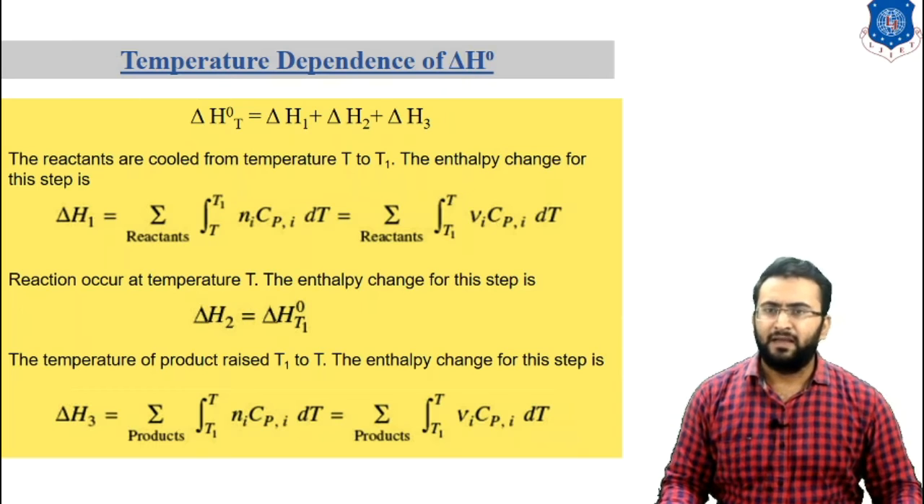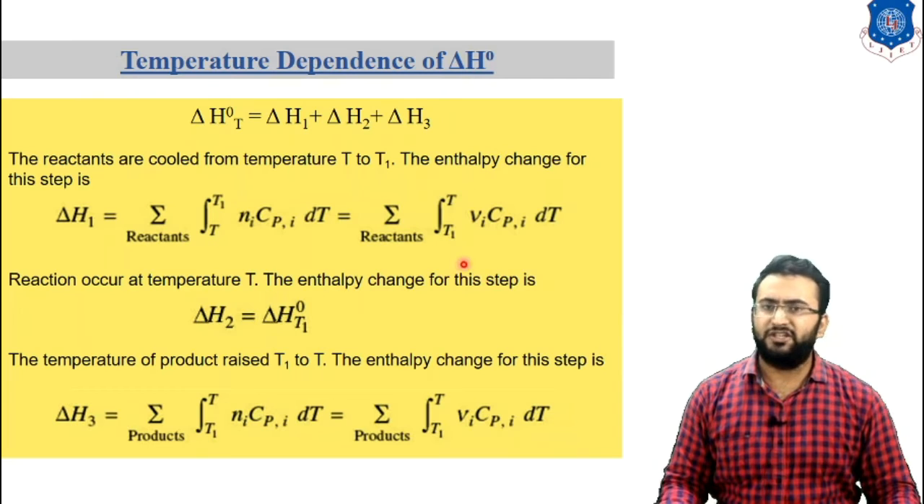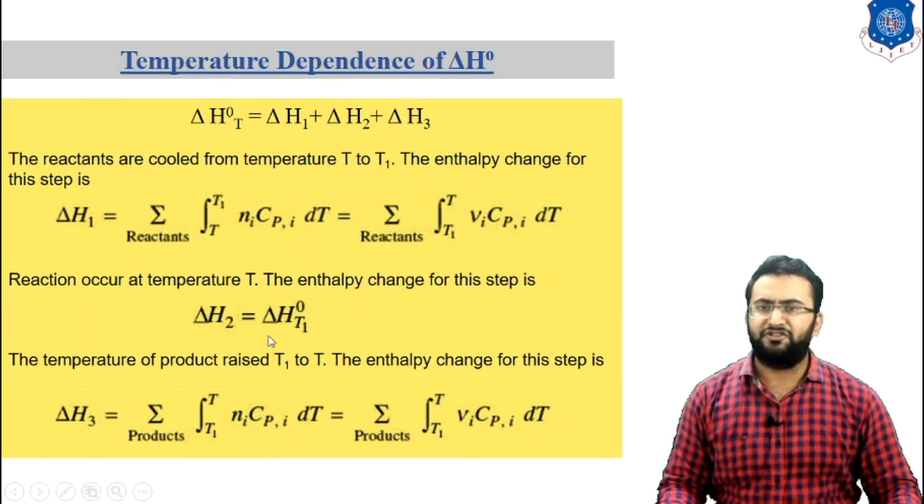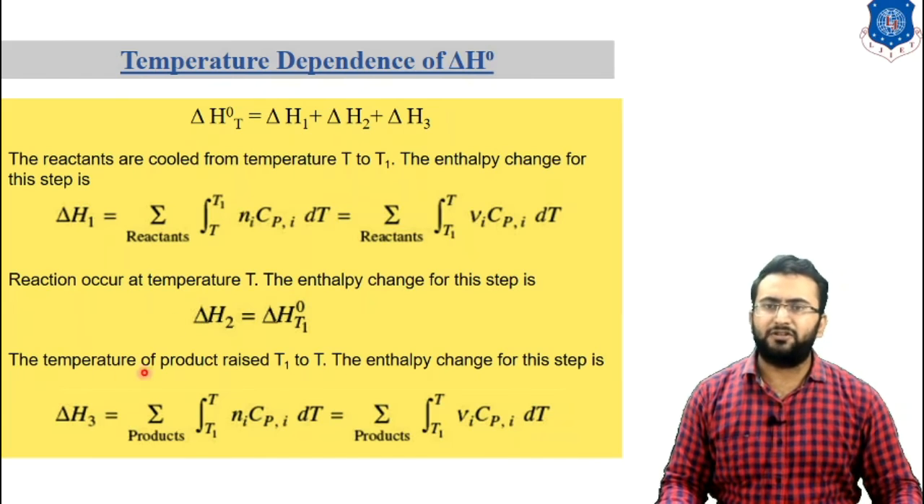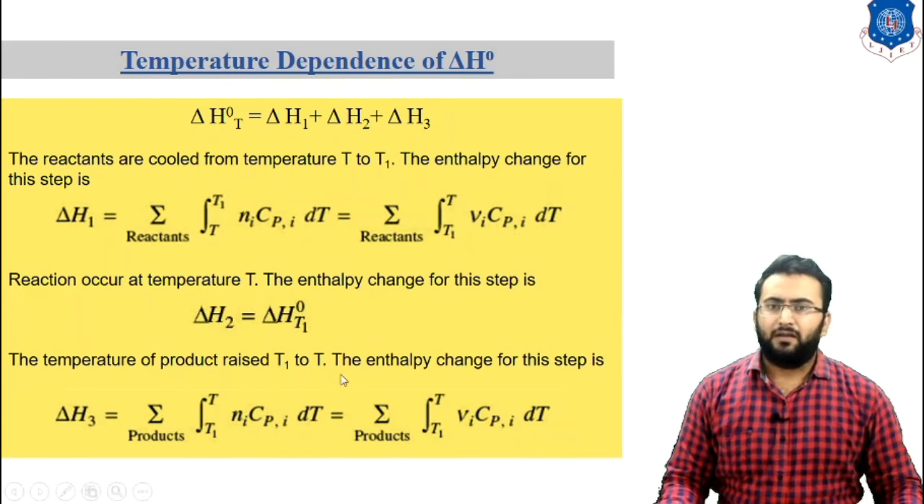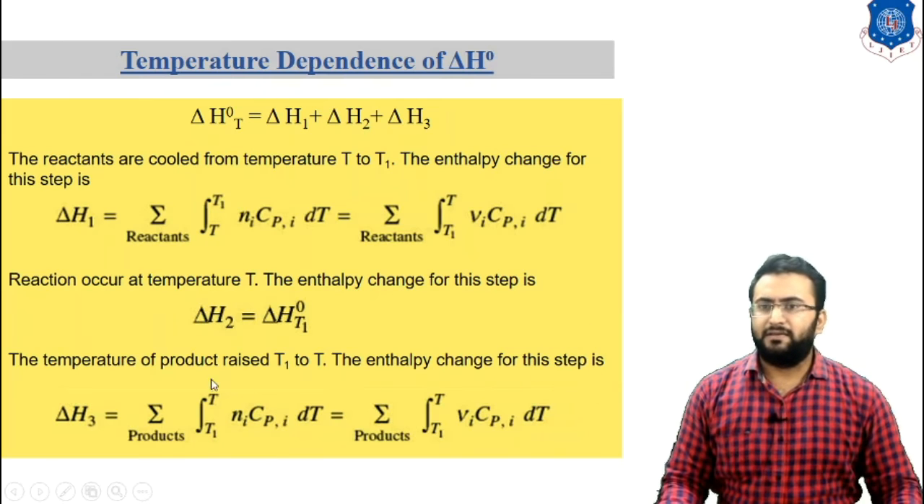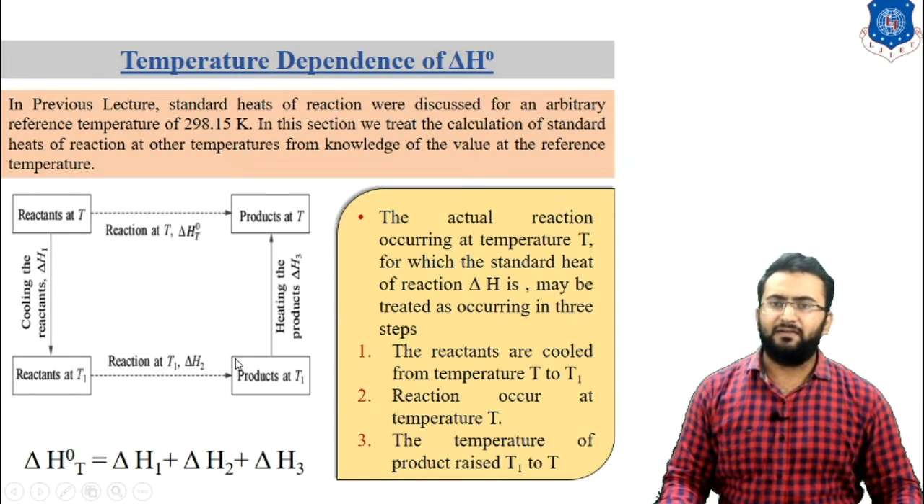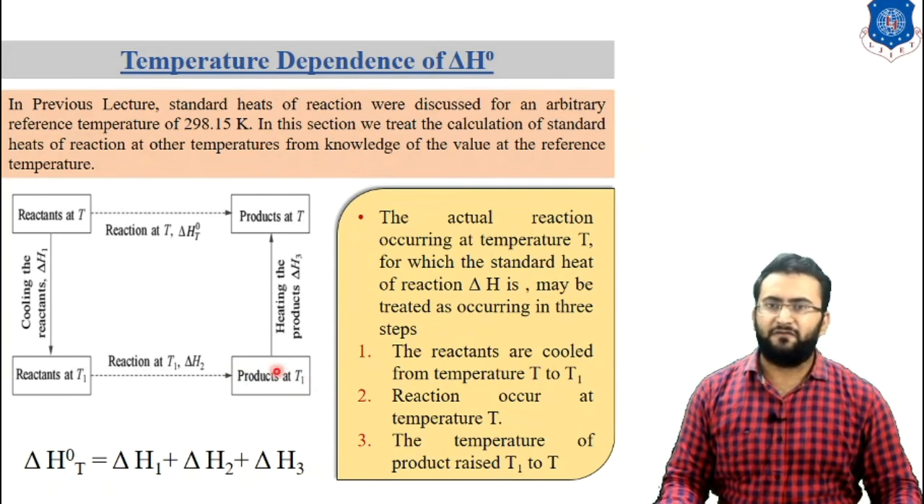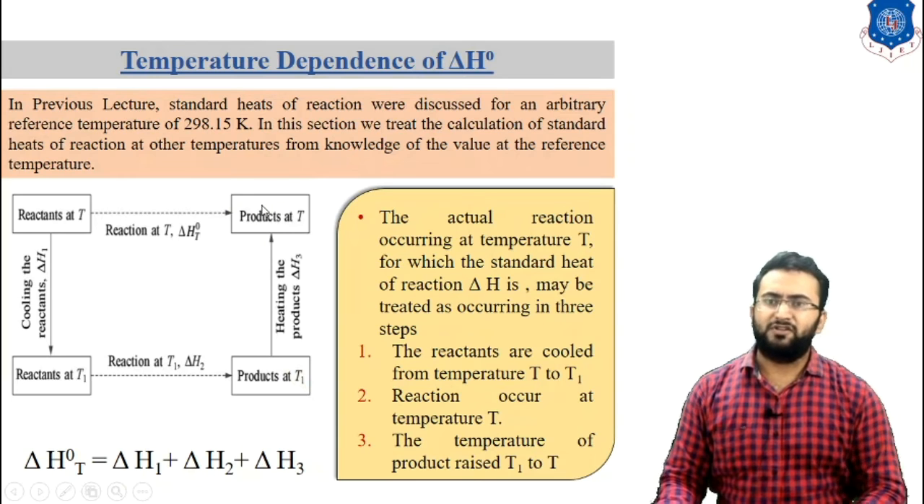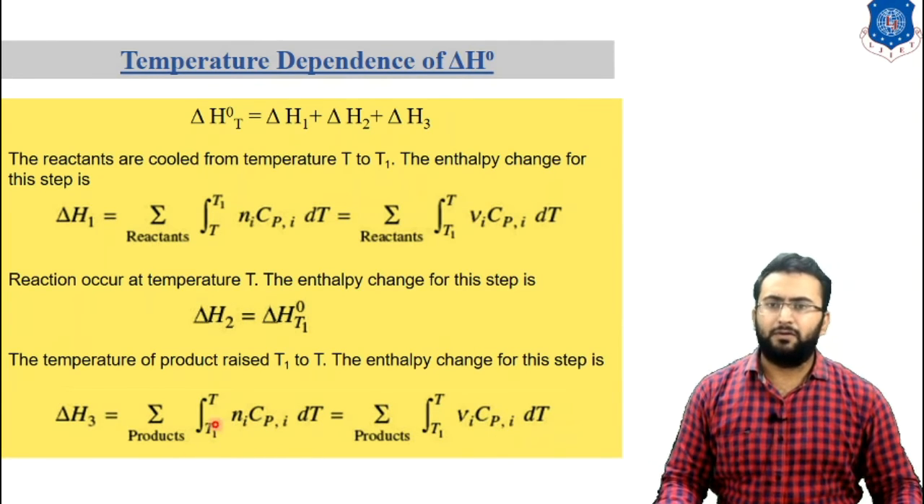The second step is the reaction occurring at the particular temperature. The enthalpy change for that step, delta H2, is equal to the heat of reaction at that temperature. In the third step, the temperature of the product rises from T1 to T. The enthalpy change for this step, delta H3, is equal to the summation of the integration from T1 to T of n Cp dT. Here we take T1 to T because in the previous slides we saw that the temperature rises from T1 to T.